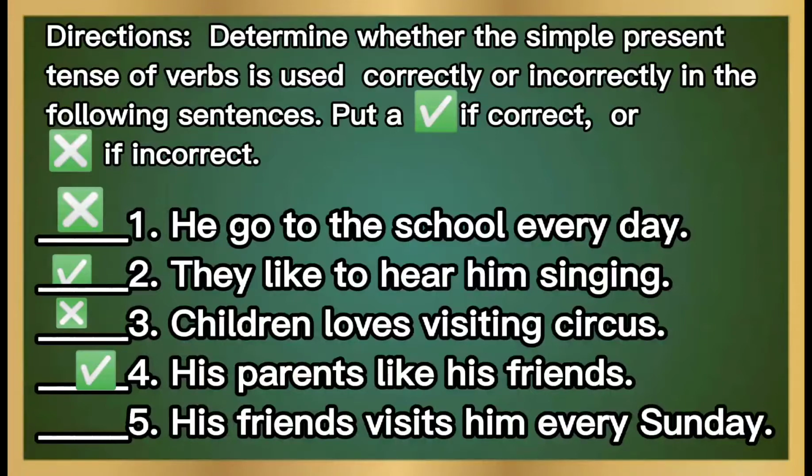For our 5th and final sentence, his friends visits him every Sunday. So the subject, his friends, is already in plural form. That is why we will not add S to the verb visits. So number 5 is X.